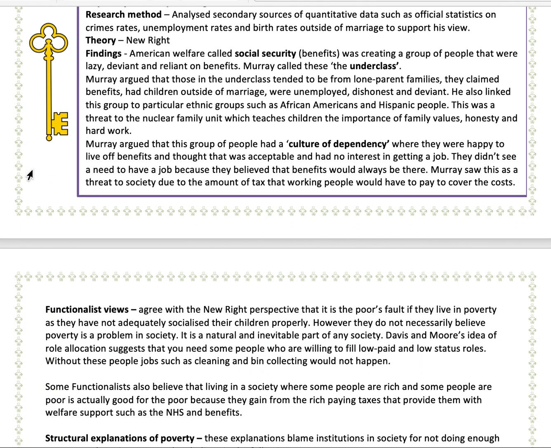Functionalists would also agree with this perspective. So you could argue, like Parsons' idea, that the nuclear family is the most effective at the socialisation process, and if a family is lone parent, then they're less able to provide positive role models. You can also use the idea of meritocracy. So if someone's in poverty, it's because they didn't work hard enough, or role allocation. If someone isn't fulfilling one of the lower status roles, or isn't willing to do a job to make society function effectively, then they deserve to be in poverty, is what functionalists would say.